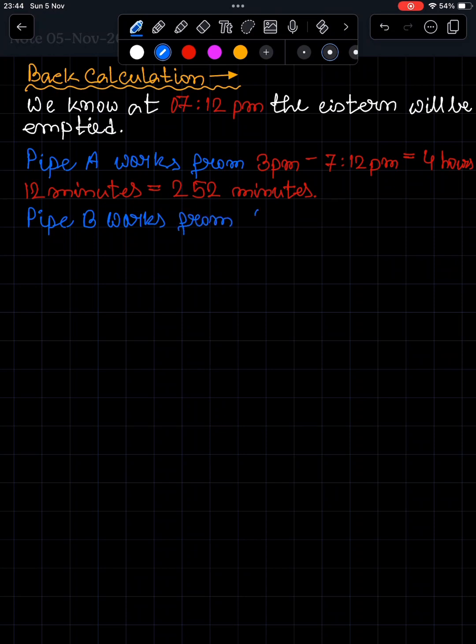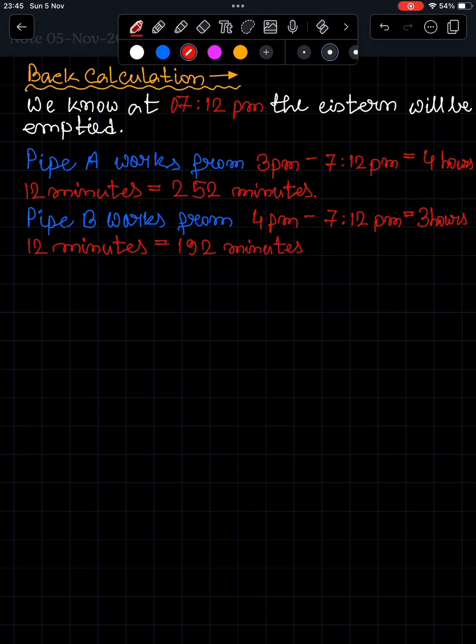which is 252 minutes. Pipe B was started at 4 pm, which means pipe B works from 4 pm to 7:12 pm, which means 3 hours and 12 minutes. In total, 192 minutes.